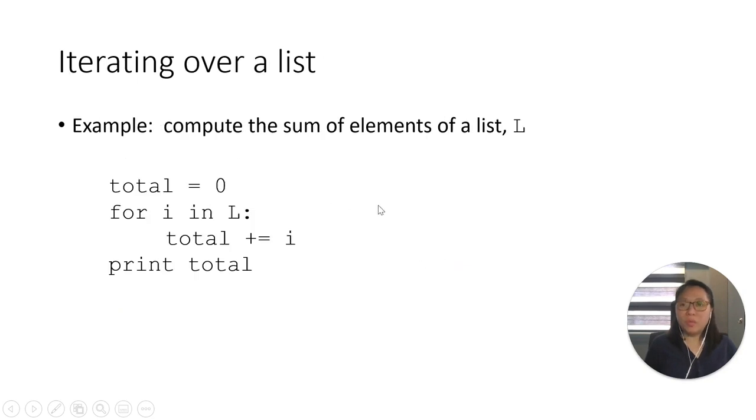So iterating over a list is very similar to how we iterate over string and over tuples. We do it using this for loop. We go through each element i in the list from the index 0 until the last element of the list L.